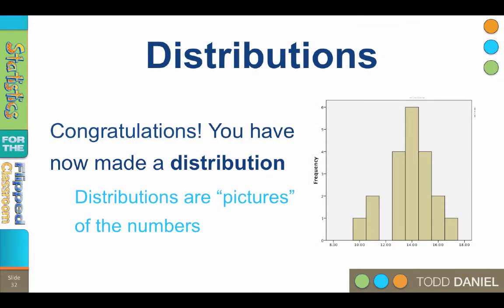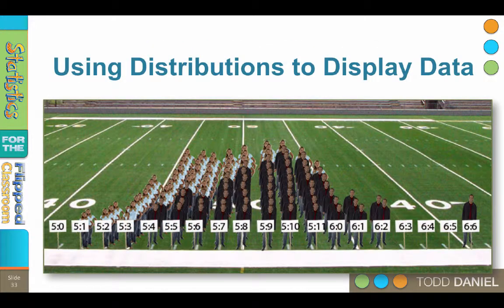Your bar graph will not look as clean as this one that I created in SPSS, but you should have approximately the same distribution. If you made a mistake, that's all right. See if you can figure out where you went wrong. And if you were able to create something that looks roughly like this, congratulations. You have now made a distribution. A distribution is a picture of your data. It is important to understand what we mean by distribution.